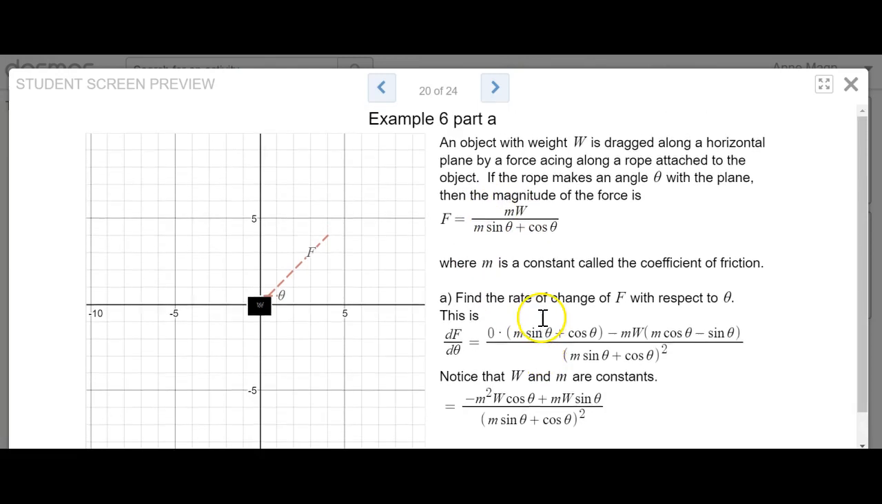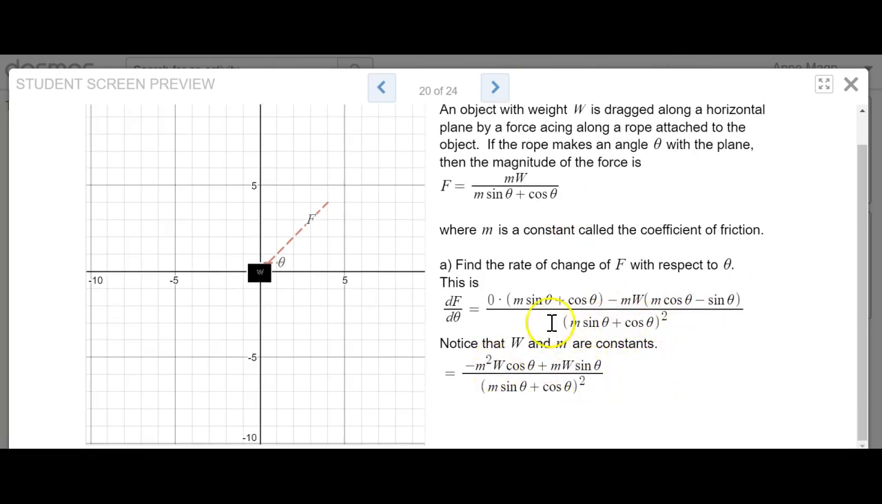It asks to find the rate of change of f with respect to theta. So we know that that's the derivative of f with respect to theta. So we use the quotient rule. That numerator is just a constant. So the derivative of the numerator is 0 times the denominator minus the numerator times the derivative of the denominator. So that would be m cosine theta minus sine theta, all over the denominator squared. And then simplifying, this is what we have.